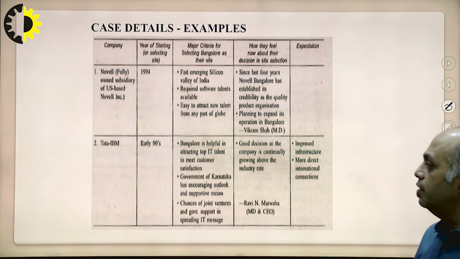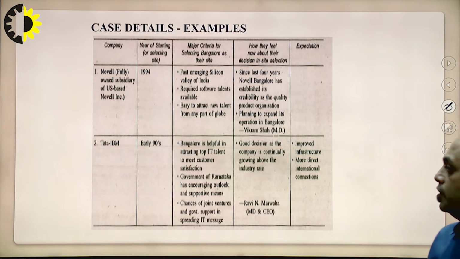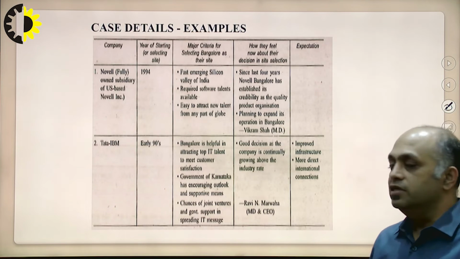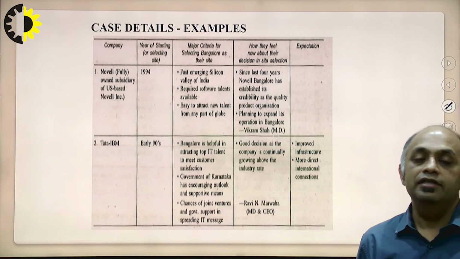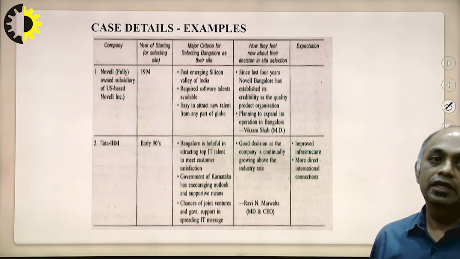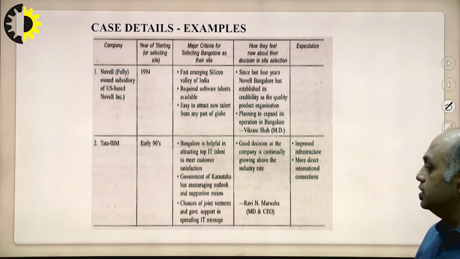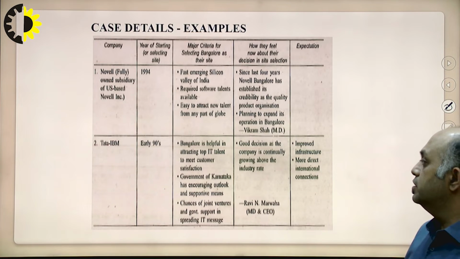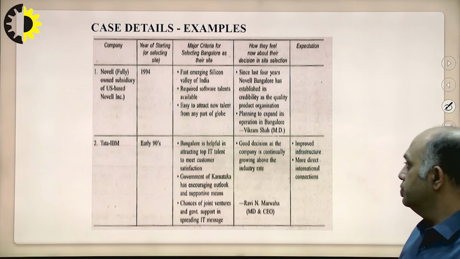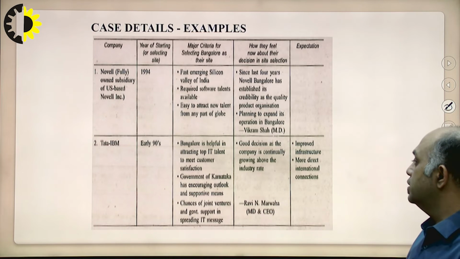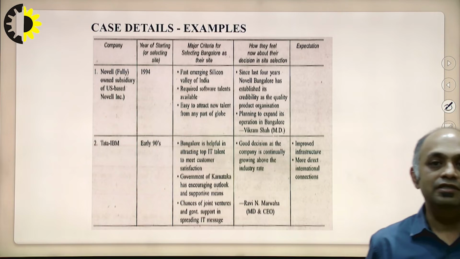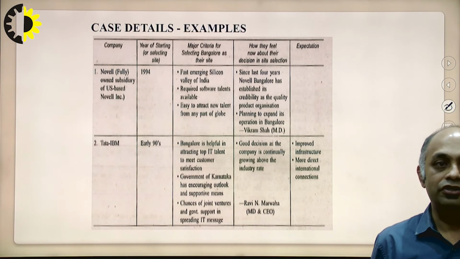If I talk about Tata IBM, in the early 90s, Bangalore was helpful in attracting top IT talent to meet customer satisfaction. The government of Karnataka has an encouraging outlook and supportive means. This is a very important role. The government is very helpful. The system helps the people to stay there and do their job, right? So there are chances of joint ventures and government support in spreading the IT message. It was a good decision as the company is continually growing above the industry rate. Improved infrastructure expectations include more direct international connections. So they believe that they had taken the right decision by selecting Bangalore as their facility location, right?